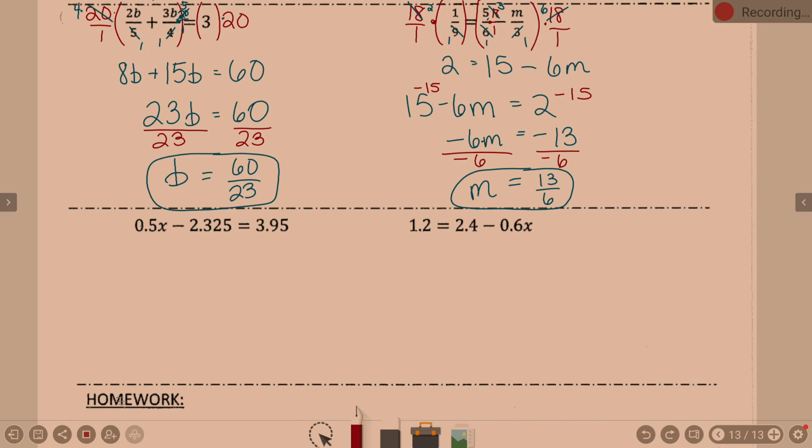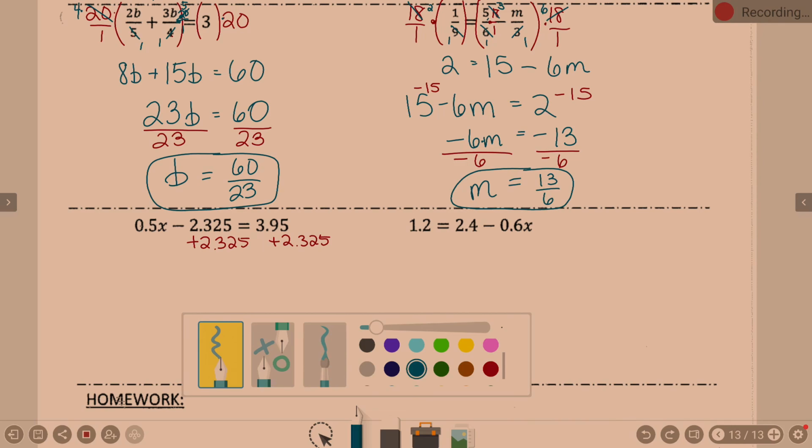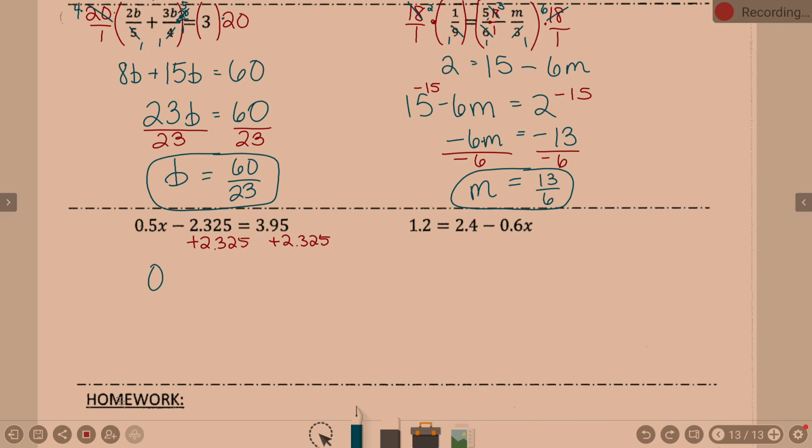Okay, so I agree. If this is minus 2.325, we're going to add 2.325. Now, on the left, I still have a 0.5x. Those guys are gone. What does this add up to be? I can check that. 3.95 plus 2.325 is 6.275.